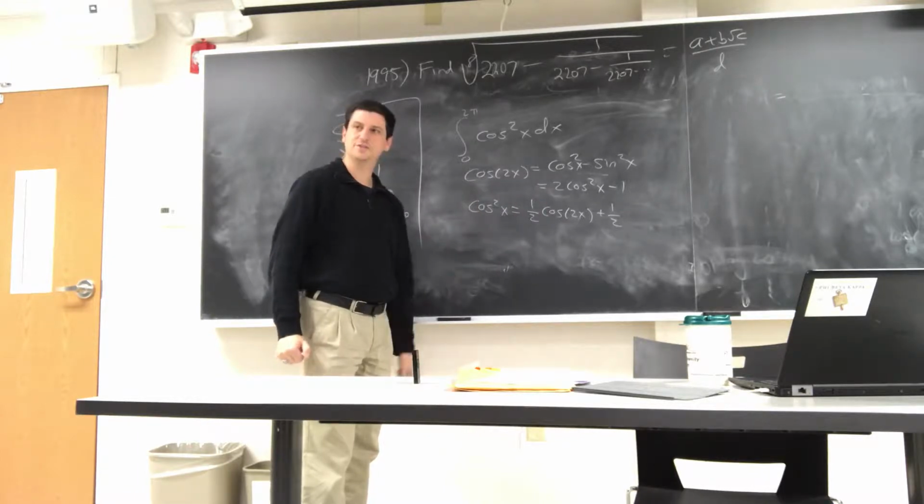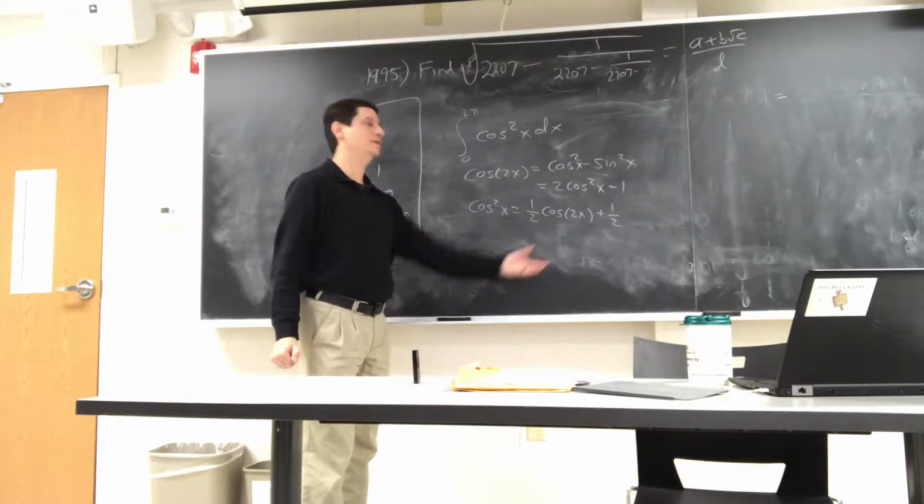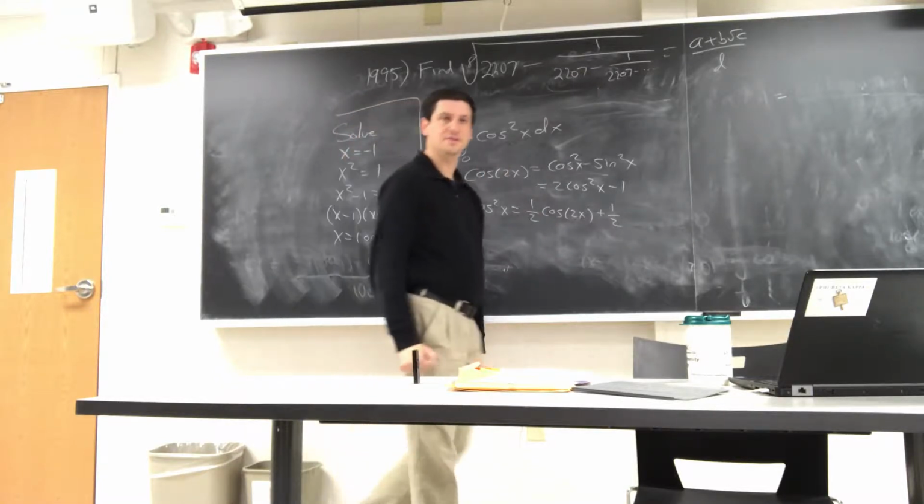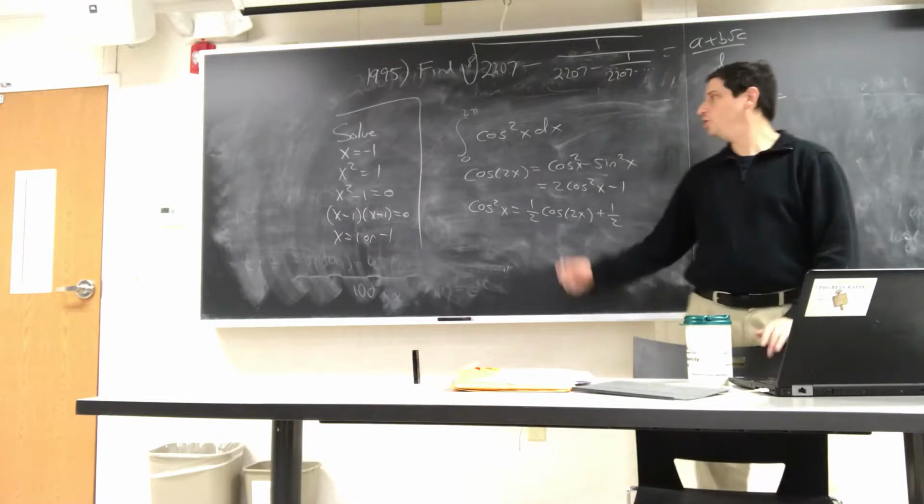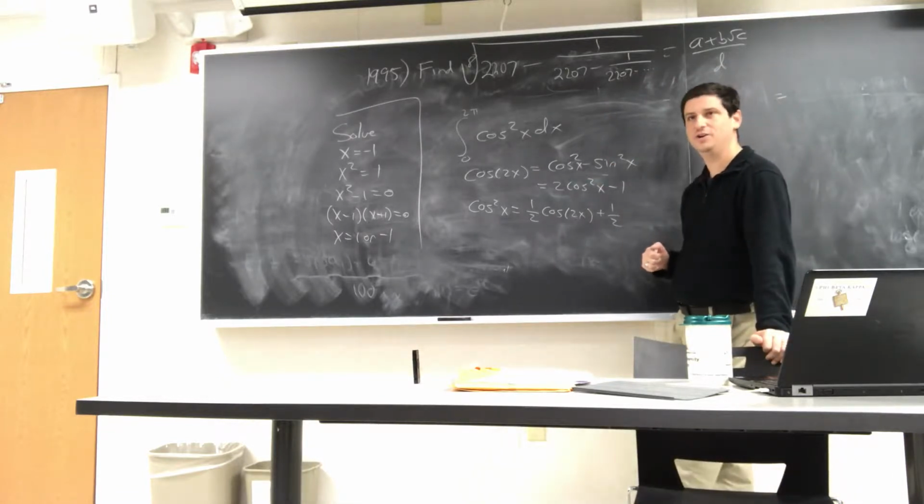And now I can integrate this. You do not want to do this. But here is a way to do it. I'm integrating cosine squared from 0 to 2 pi. What else could I have integrated from 0 to 2 pi?